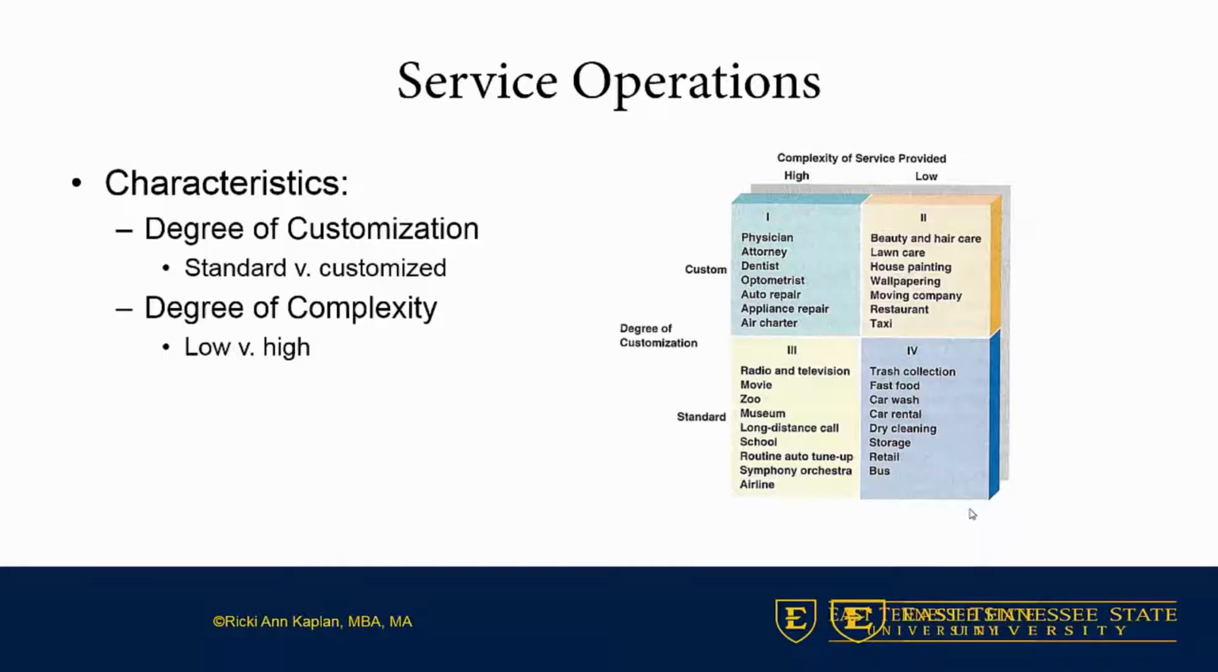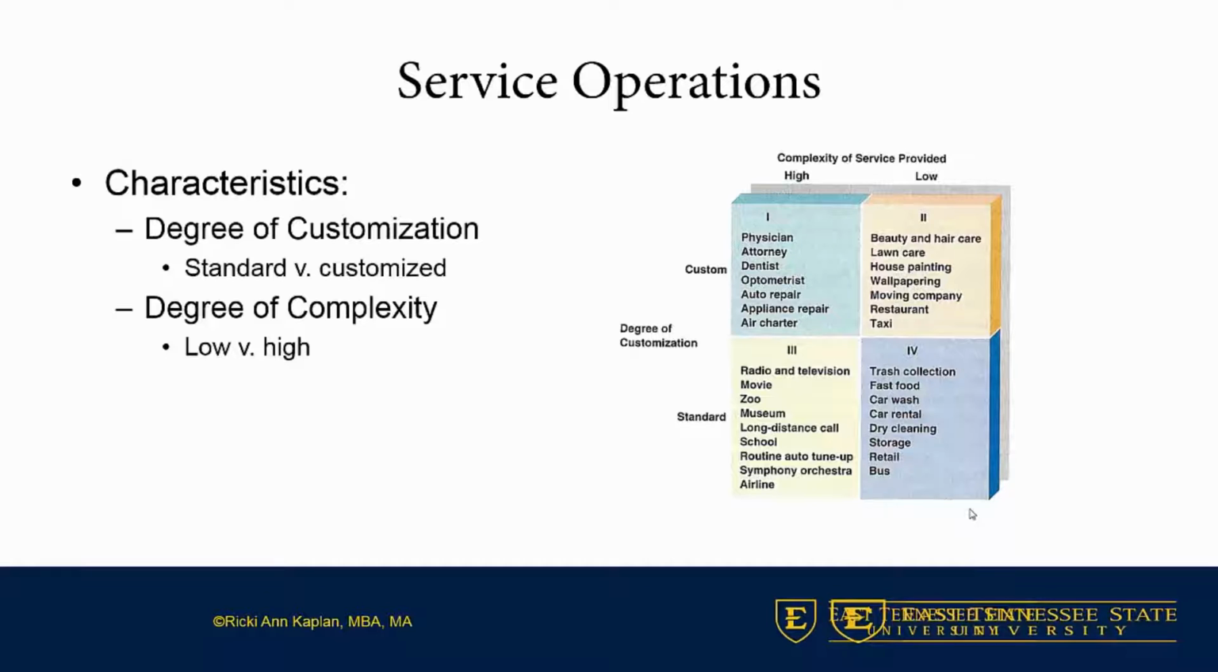Taking a look at auto repair or appliance repair, where we're looking at a specific item that has to be repaired. Moving companies: people have different things that need to be packed up and moved. Restaurants, what are you going to eat? These are more customized. But we can also take a look at how complex things are.